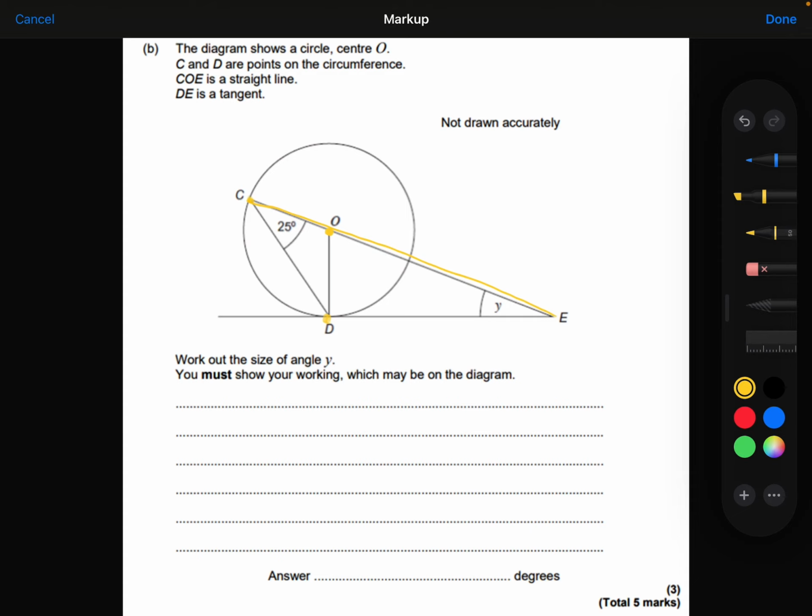Well, first thing to note is that the triangle COD, this has to be an isosceles triangle. And I know that because CO is the radius of the circle and OD is the radius of the circle. So these two lines are equal in length, which means then that these two angles are going to be the same.